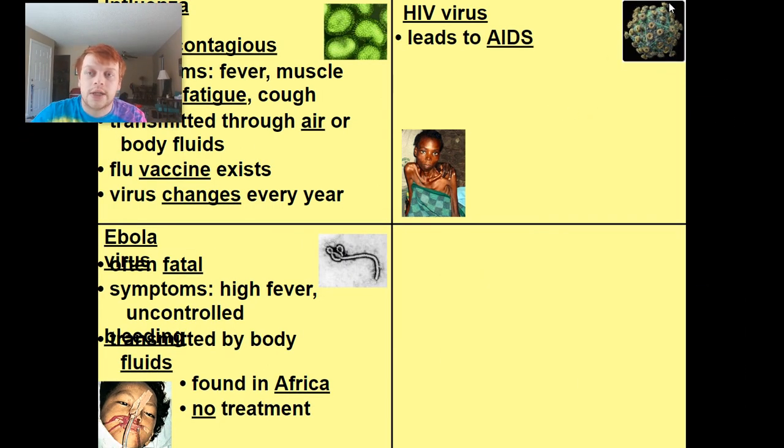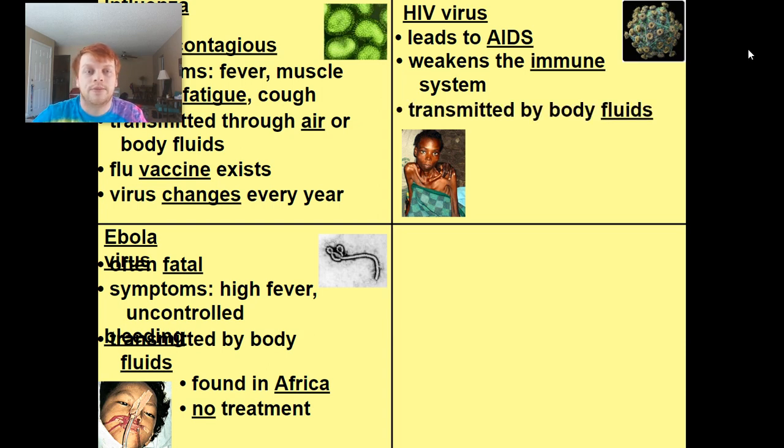So HIV is a retrovirus. You can see it over here in the shape. And it leads to a disorder called AIDS. What happens is HIV attacks your immune system specifically. So it attacks your immune cells and weakens your immune system over time.